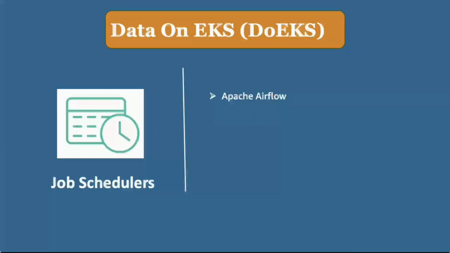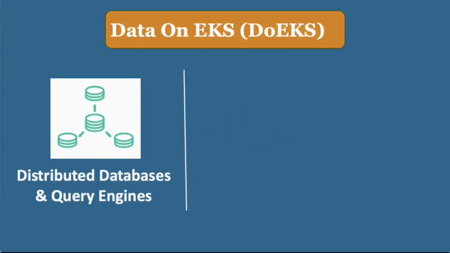Then come the job schedulers. This is where we need a powerful orchestration workflow manager. For that, we have options like Apache Airflow or the AWS managed Apache Airflow version as well. We can also use Argo Workflows for workflow management. Then for distributed databases and queries, there are quite a few options in terms of Cassandra, Trino, and Presto.